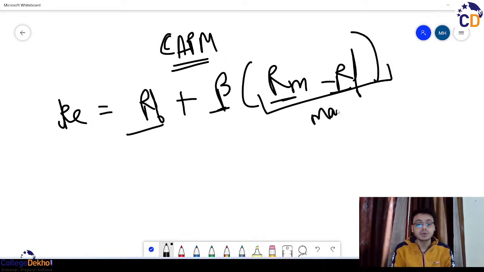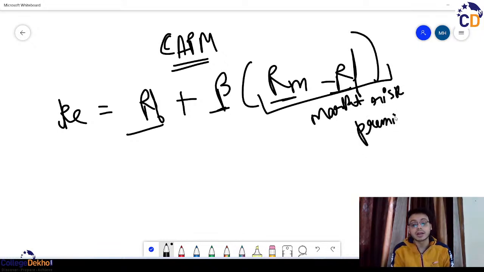And this difference, we call it the market risk premium. So the higher the market risk premium, or the higher the risk that you are taking in the market, the higher would be the cost of equity ultimately.